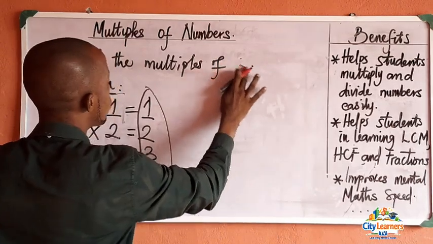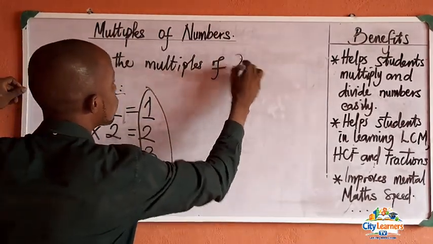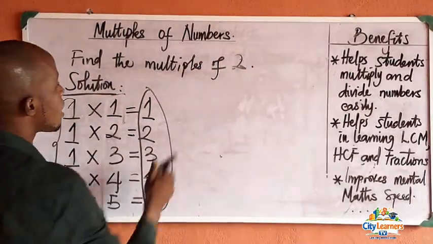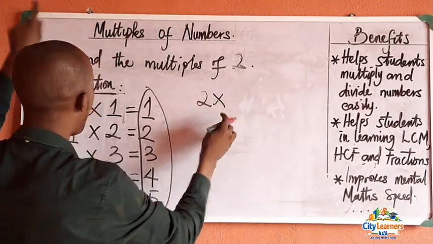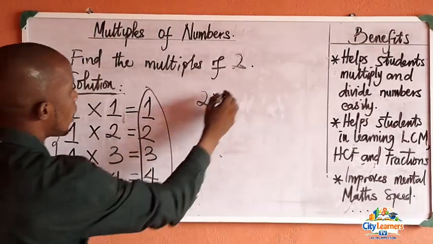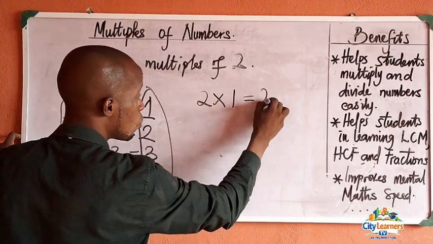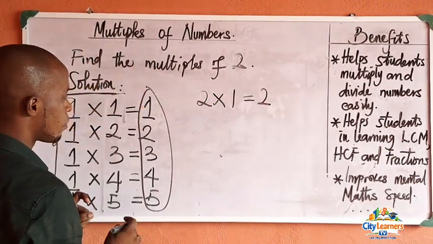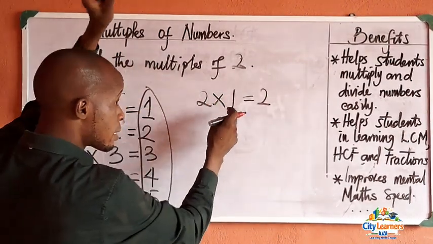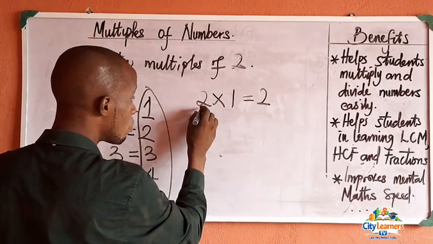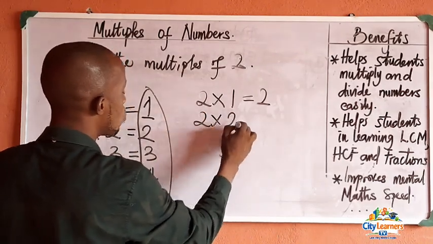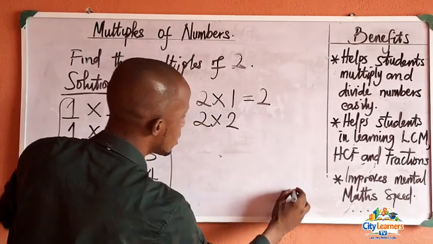And let's assume the question says find the multiples of 2. It simply means I'm going to be multiplying 2 by whole numbers beginning from 1. You can see, that will give me 2 times 1 will give me 2. What does that mean? Add 2 in one place. Of course, that will be 2. Then 2 multiplied by 2, meaning add 2 in 2 places.